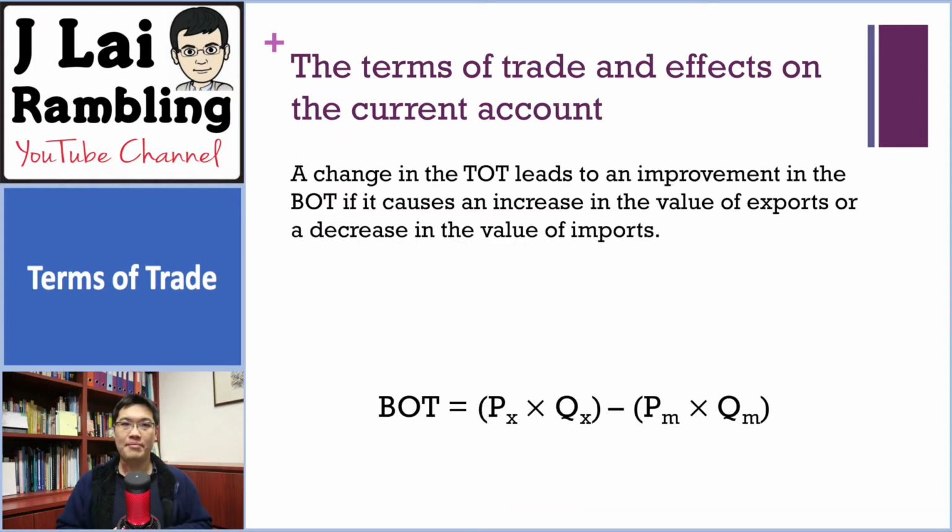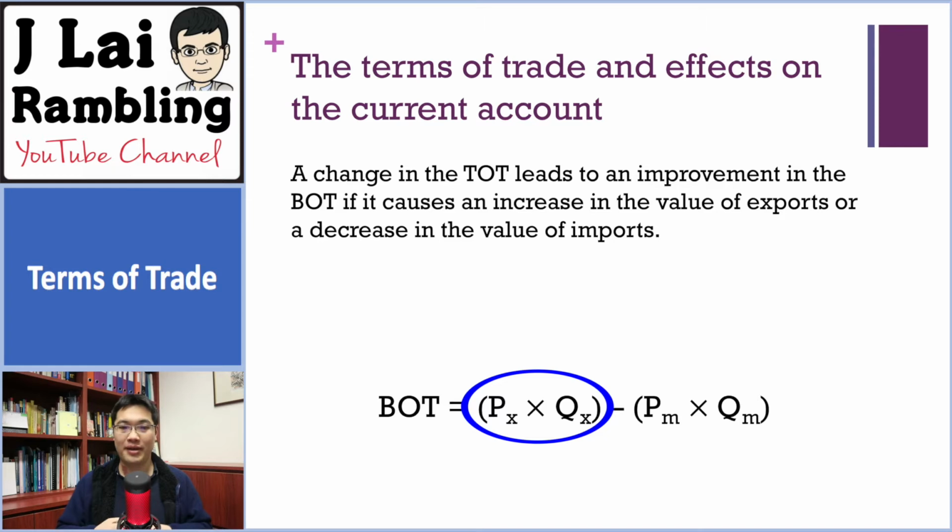Now let's look at the impact on the current account. A change in the terms of trade leads to an improvement in the balance of trade if it can lead to an increase in the value of exports or a decrease in the value of imports. And this is shown by the mathematical formula here.